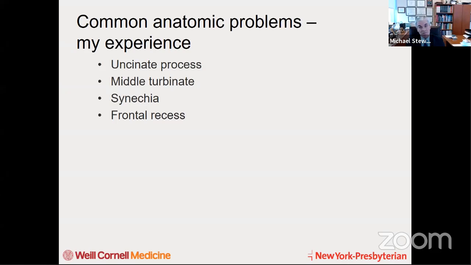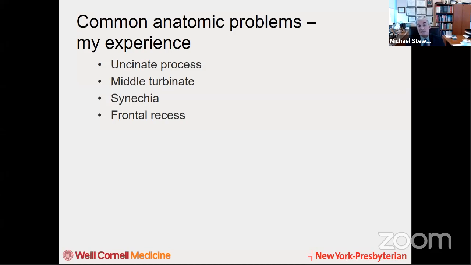Synechia are also a problem, but in many patients, you will see synechia between the middle turbinate and the lateral nasal wall, or between the middle turbinate and the septum, and the patient will have no problems from that. The presence of synechia does not mean that they need revision surgery. Synechia does not necessarily cause functional problems with the sinuses, but sometimes the synechia is the problem.